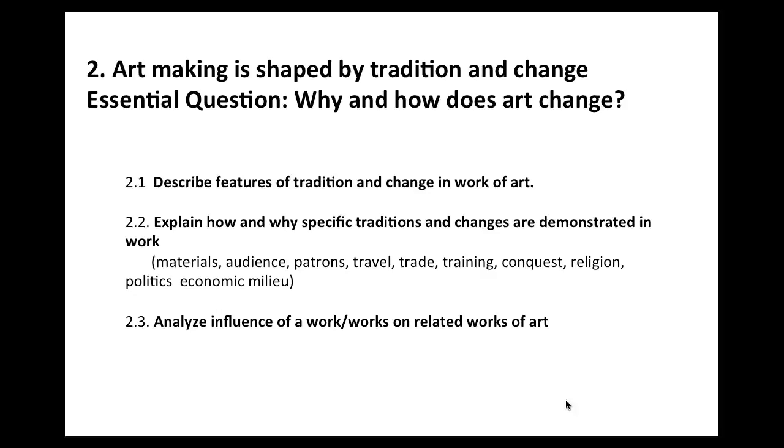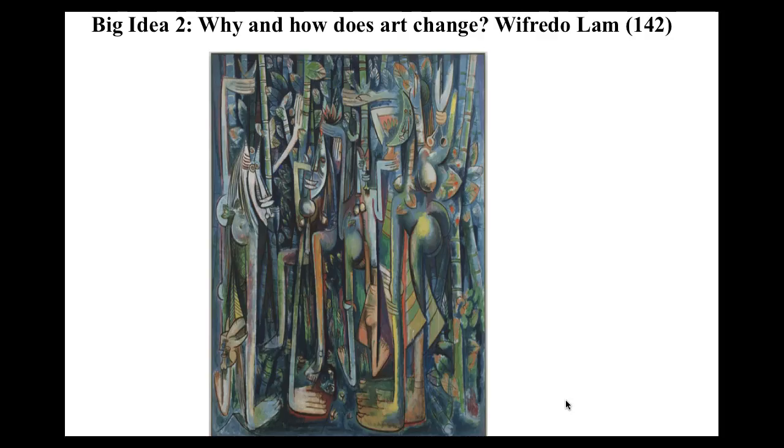Now, another essential question is that art making is shaped by tradition and change. So the essential question is why and how does art change? It describes features of tradition and change in a work of art. It explains how and why specific traditions and changes are demonstrated in a work, such as materials, audience, patrons, travel, trade, training, conquest, religions, political, and economic factors as well. You also are analyzing the influence of a work of art and related pieces. So, why and how does art change?